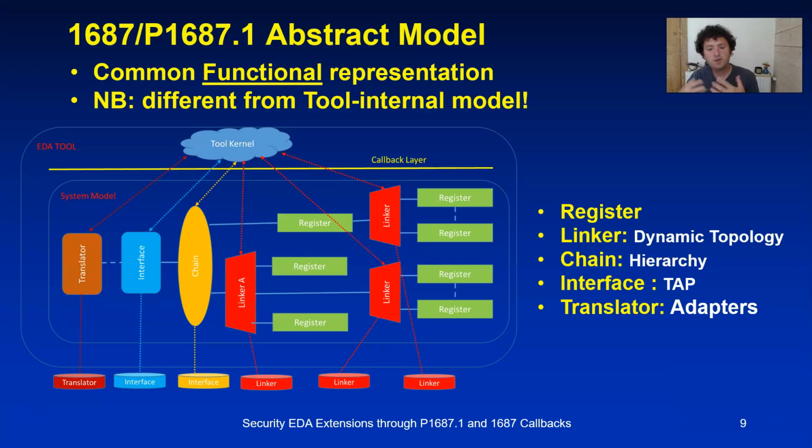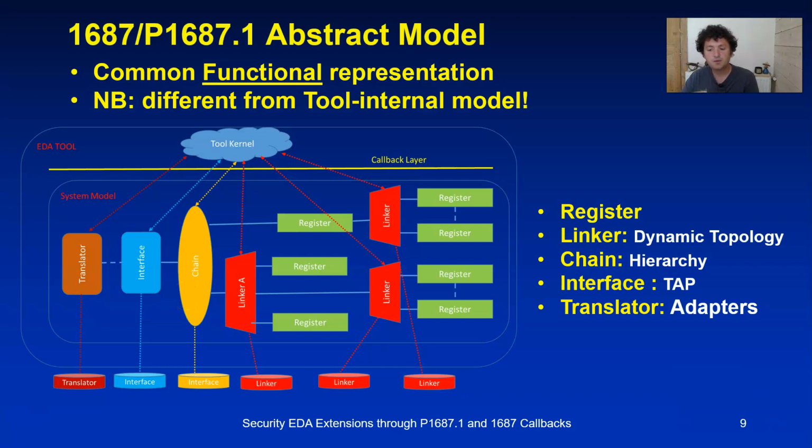But if you analyze their behavior, you will understand that basically there are just three different types of nodes. You will have the register nodes where you can put data. You will have some linker nodes that will be the muxes that allow for the dynamic topology, so changing the size of the actual scan chain, and then you will have some chain nodes that allow for hierarchy.